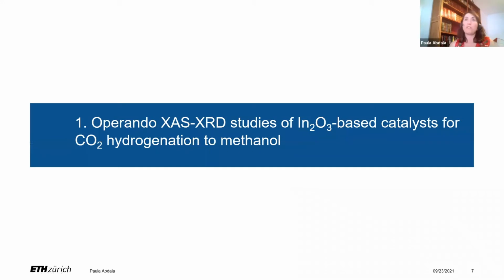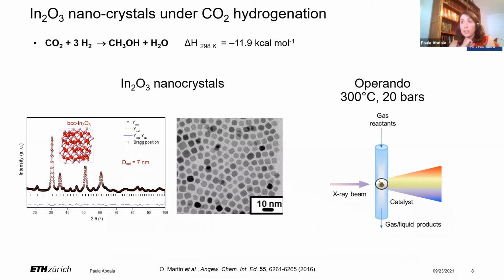So going to the first example, I would like to describe operando XAS XRD studies on indium oxide catalyst for CO2 hydrogenation to methane. Indium oxide and indium oxide-based catalysts have been proposed for methanol synthesis via CO2 hydrogenation, and they have been found very promising and superior compared to the industrial catalyst, copper, zinc oxide, and alumina.